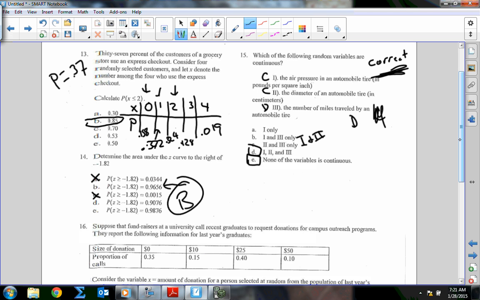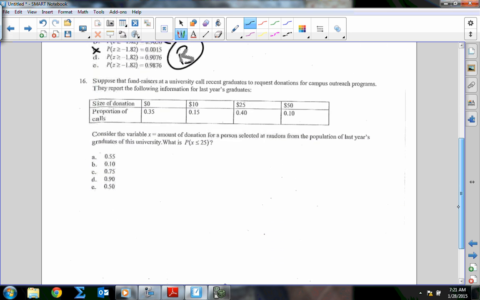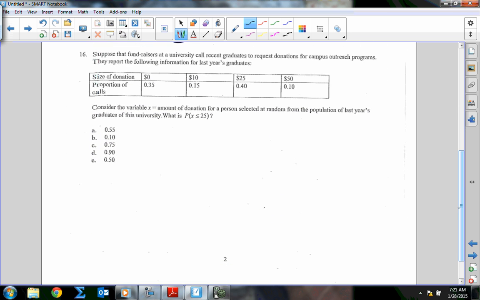All right, let's go down to 16. Suppose fundraisers call recent graduate donations to campus outreach program. Consider real X donations. What's the probability X is less than or equal to 25? Okay, this is a good one. Hopefully we all got this one right. Again, for discrete, you have to watch for that less than or equal to sign. So that's going to be this one, and this one added together. And even though it's only 721, I bet we can do that one in our head. 0.35 plus 0.15 is going to make 0.5, and 0.5 plus 0.4 makes 0.9. So the answer for this one is D.